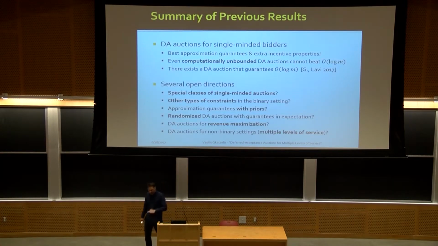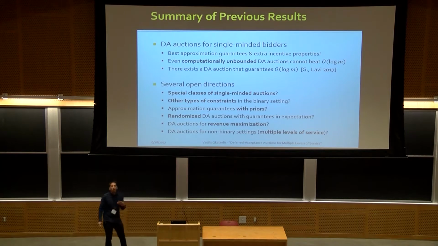Okay, so to summarize the previous results, what we know is that with a deferred acceptance auction for single-minded bidders, we get the best approximation guarantees and extra incentive properties for free. And in fact, there are other results that I don't want to mention here, but what I want to stress for this talk, given the limited amount of time that I have, is that there are several open directions.